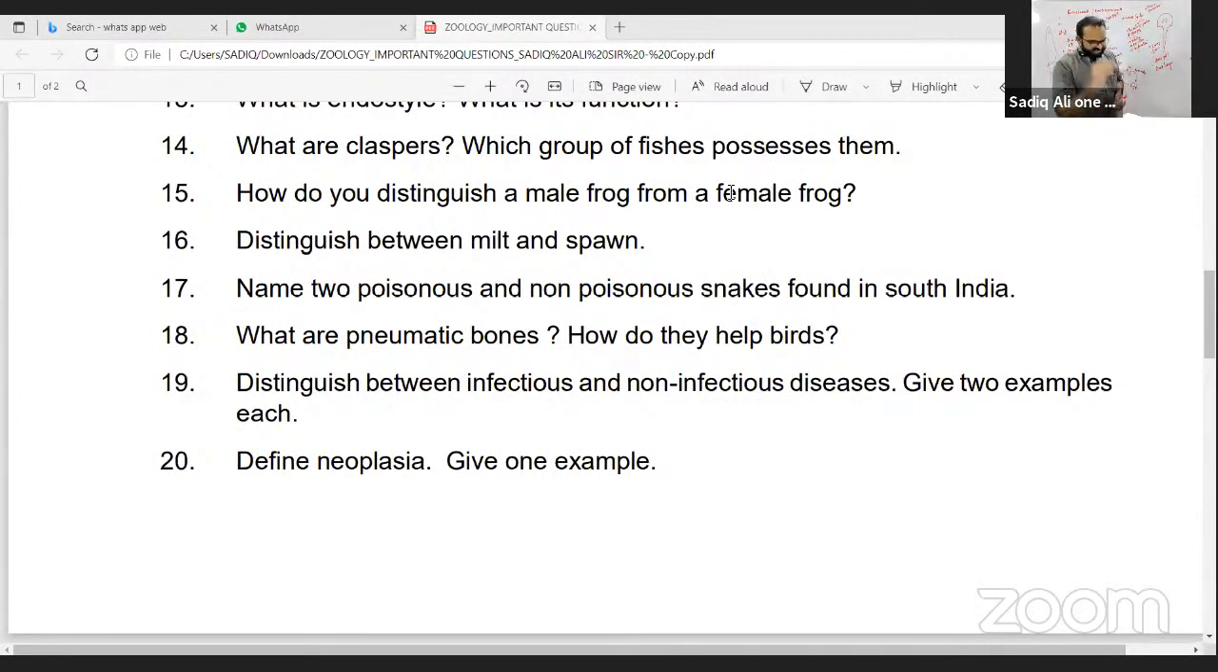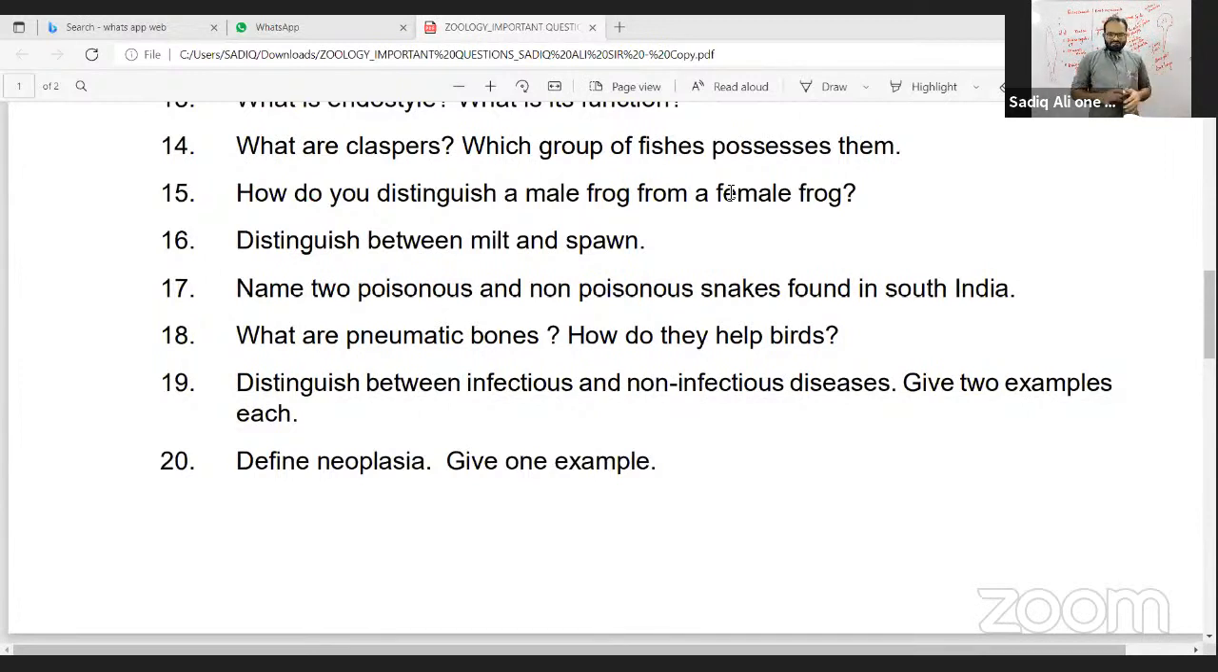Question number 20. Define neoplasia. Give an example. Neoplasia is abnormal growth of the host cells in a tissue to form a new structure, and it is called neoplasia. Sometimes it leads to cancer. For example, carcinoma caused by virus.